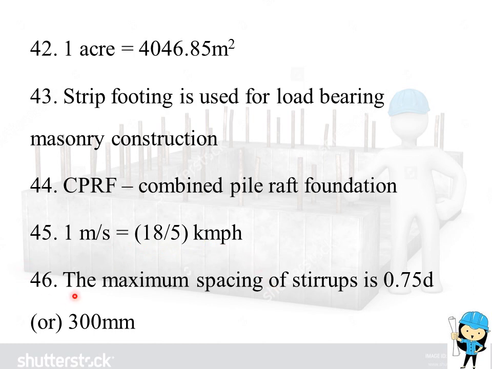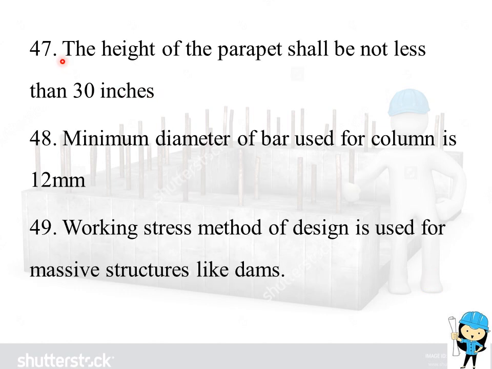Next, as per IS 456, the maximum spacing of stirrups is 0.75 d or 300 mm. So this d is the effective depth of the structural element. The height of the parapet shall not be less than 30 inches, that is approximately around 800 mm. So usually the parapet wall height is kept as 1 meter.